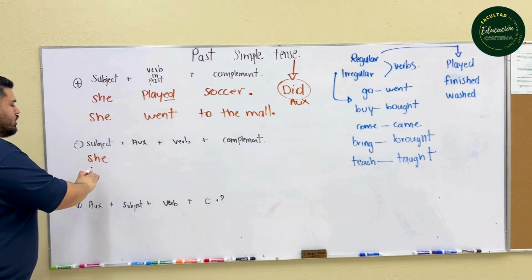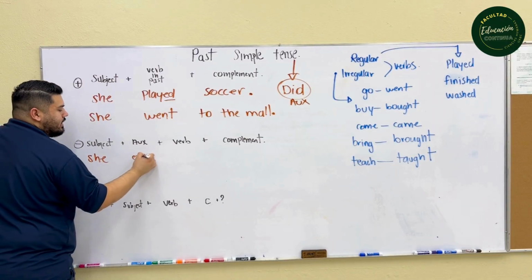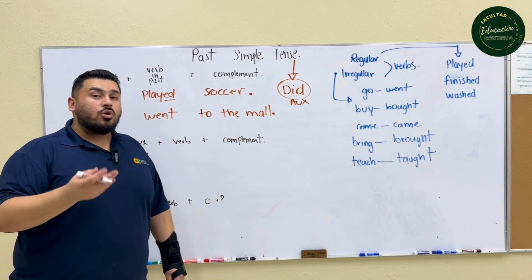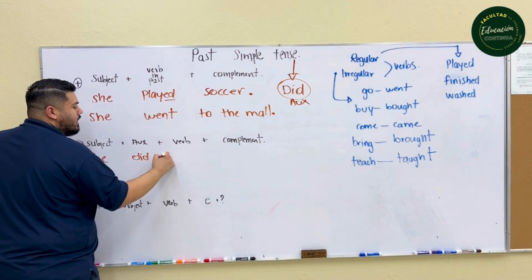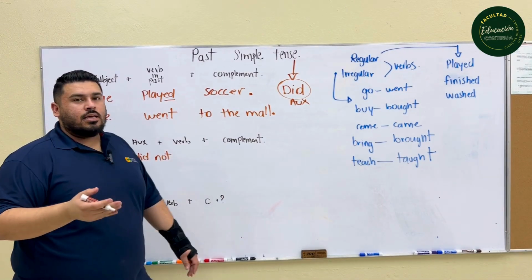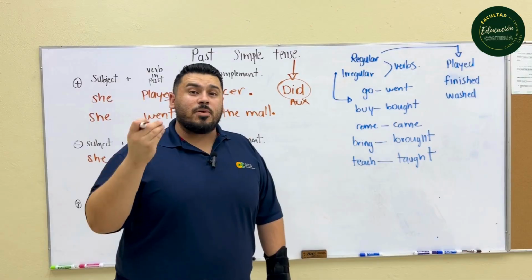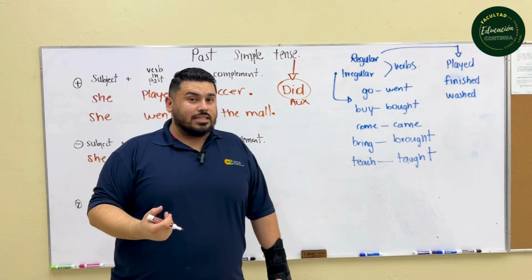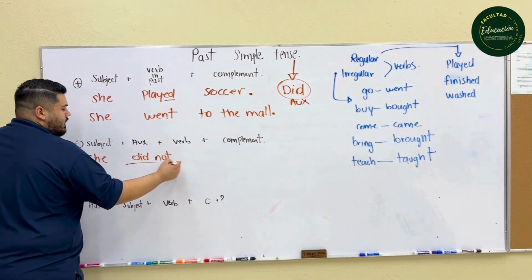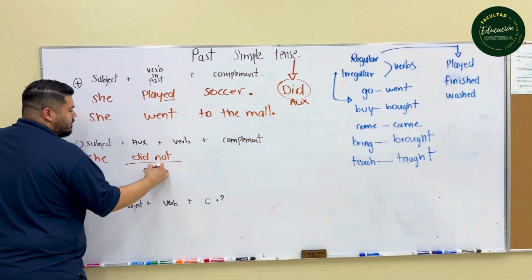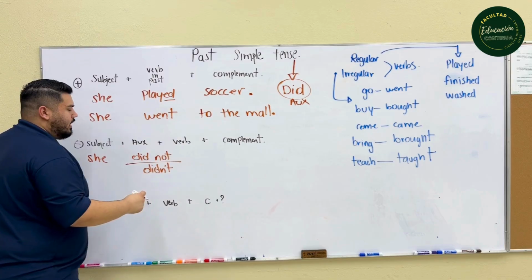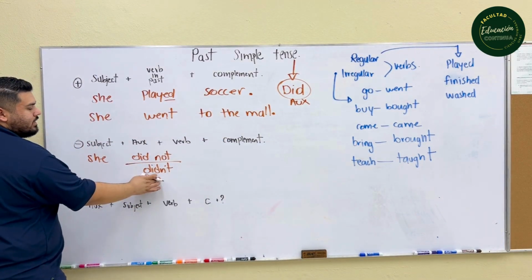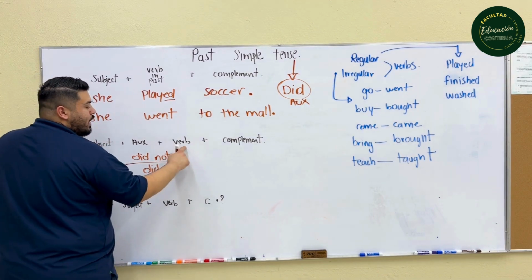She did. But remember that this sentence is negative, so we need to use the word not. She did not. But as a speaking way, it's better to change, instead of saying did not, we're going to change to didn't, okay? So, did not changes to didn't, and sounds faster, right? So, she did not or didn't, then the verb.